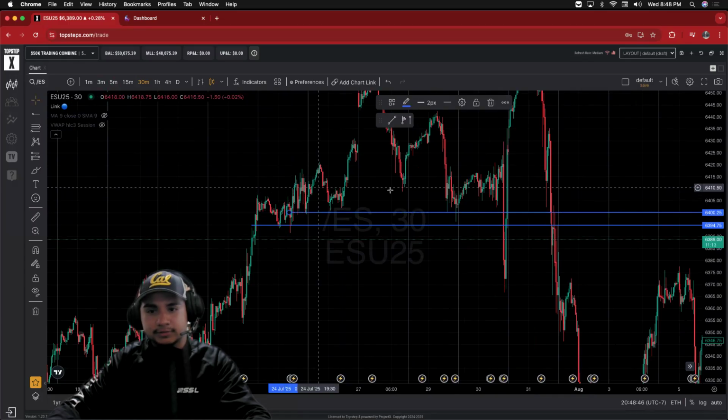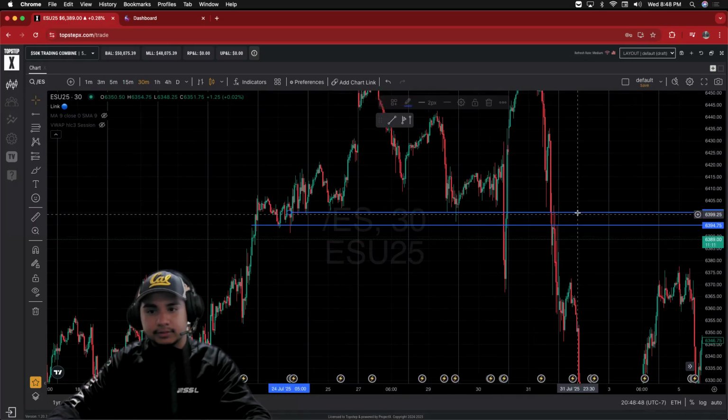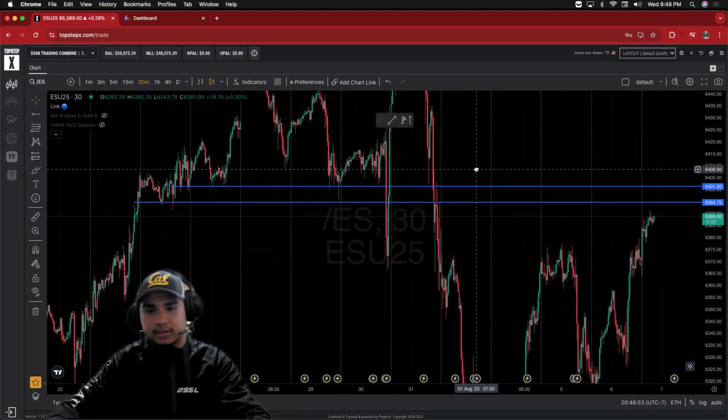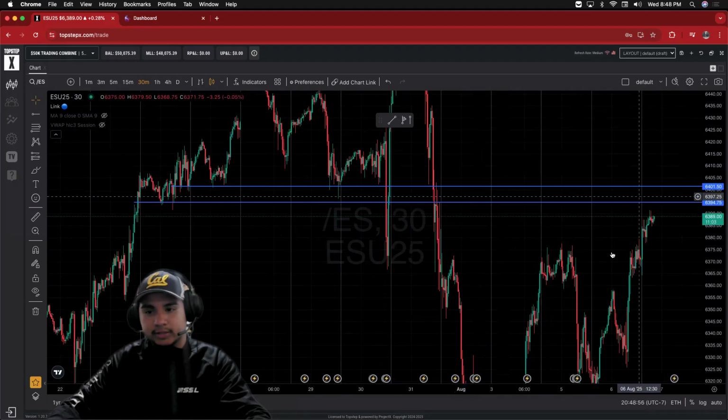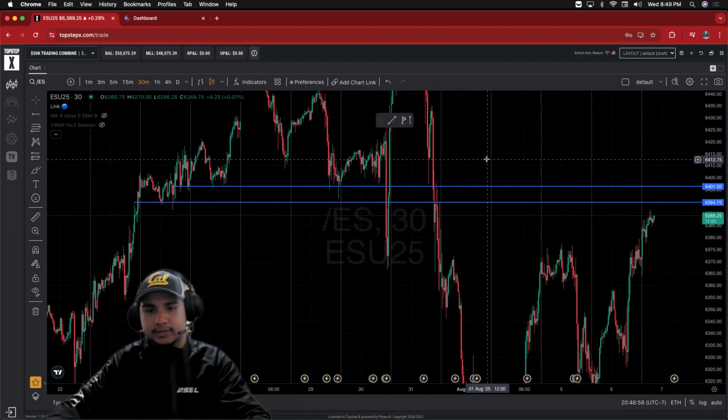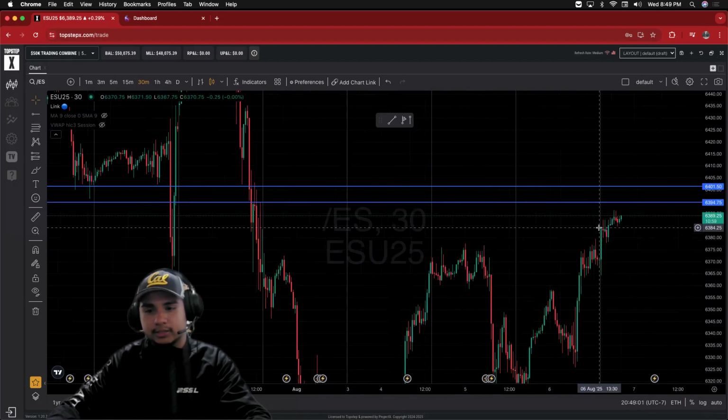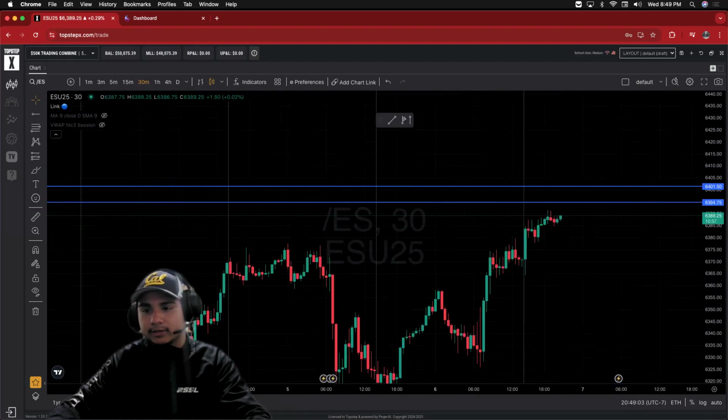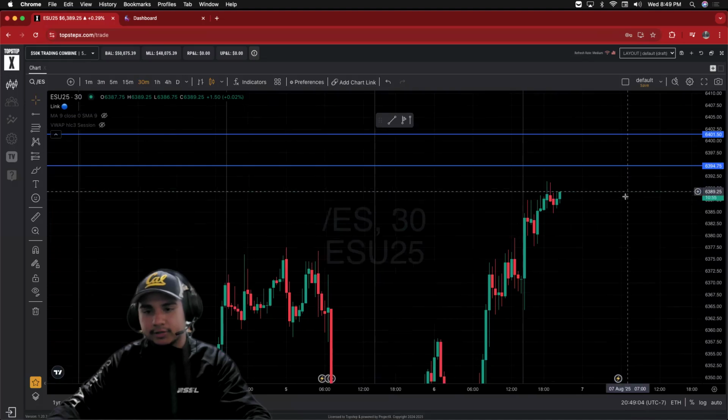Just gonna have two there. I'll just place this one here. I don't really want to have a bunch of lines on my screen, but ideally these are two areas that I will look to take a trade. Areas I would look to take a trade in.